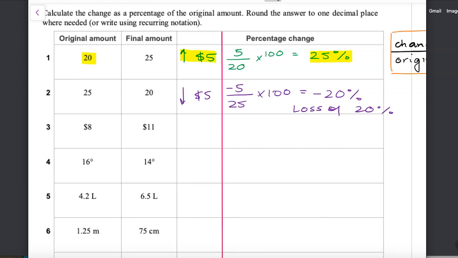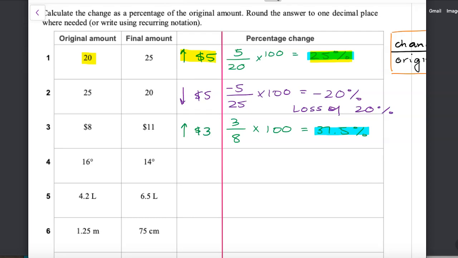Let's have a look at our third example. I begin with $8 as my original amount, and my final amount is 11. So straight away I can see that I've got an increase of $3. So a change of $3 from my original, 3/8 as a percentage. Well, I know 1/8 is 0.125 or 12.5%. So this would be 37.5%. Noticing that in our first example and our third example, our percentage change is positive because they both show an increase.